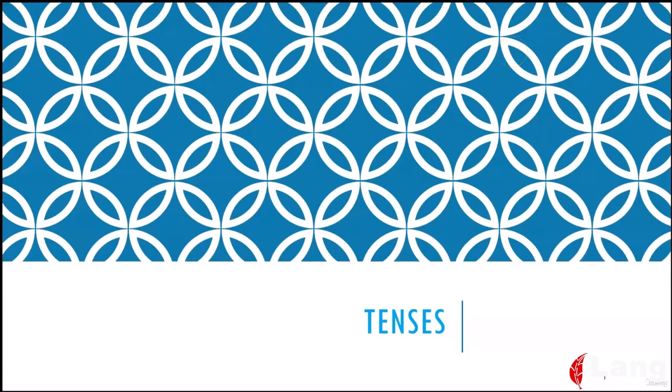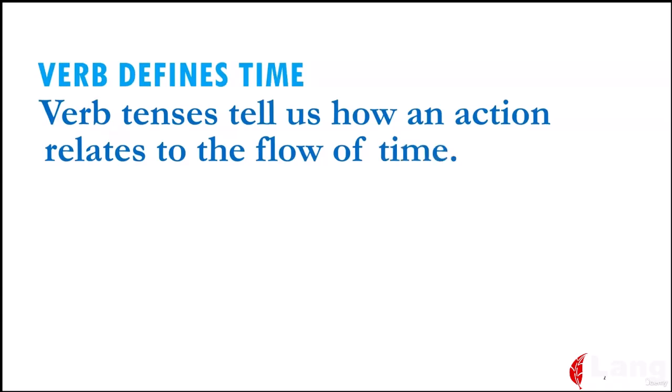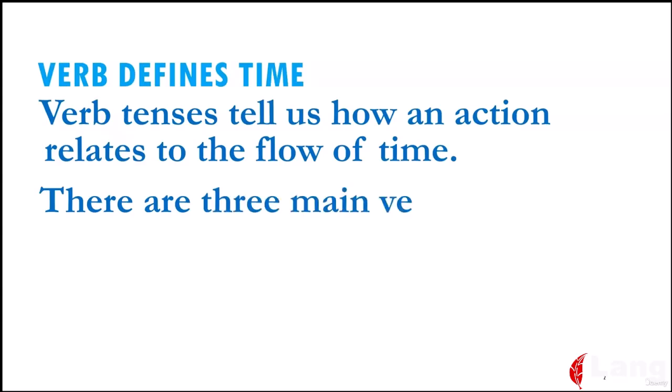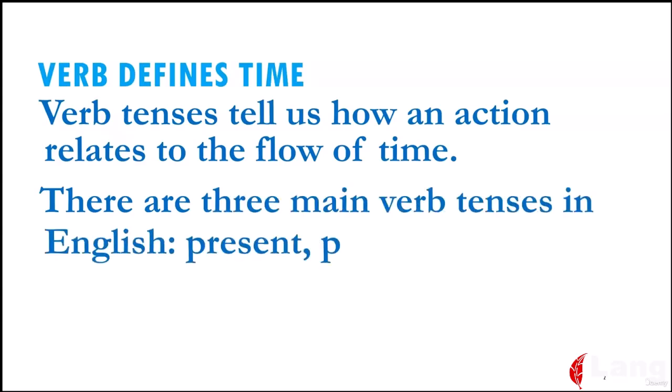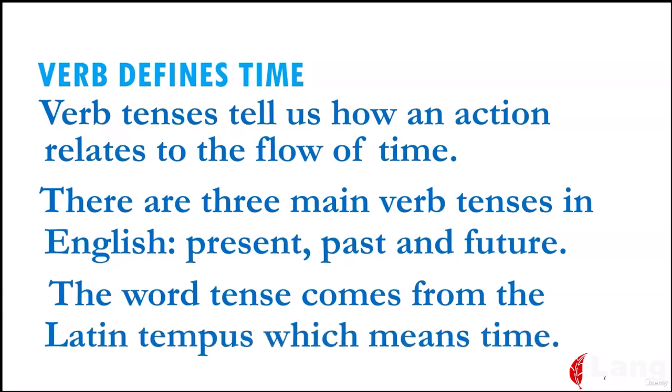This lesson covers tenses in English grammar. Verb tenses tell us how an action relates to the flow of time. There are three main verb tenses in English: present, past, and future. The word tense comes from the Latin word tempus, which means time.